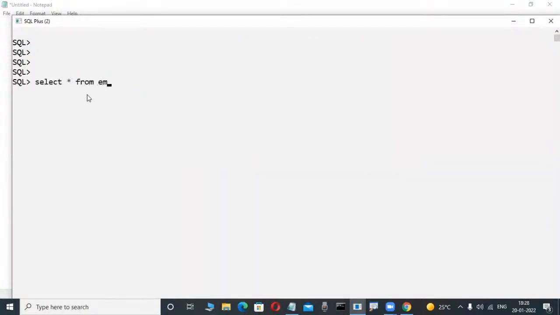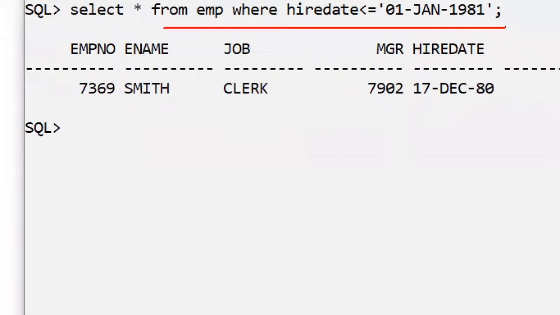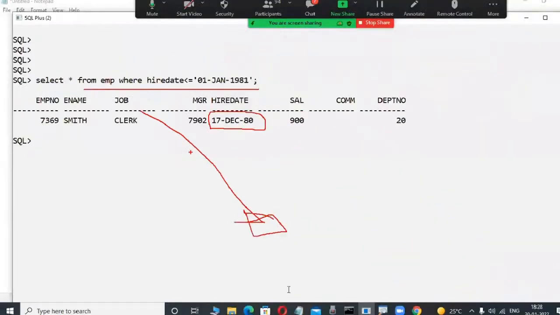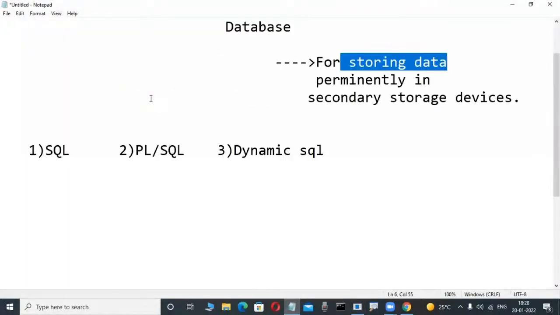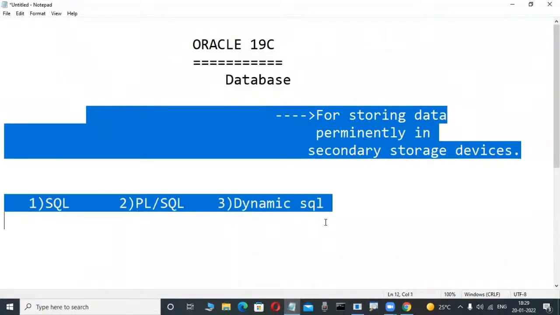Observe here: select star from table name where hire date is less than or equal to 1st January 1981. They just write the query, and the data is displayed automatically. With a single line of code, the employees who joined before 1981 are automatically retrieved from the database. That's why efficient data retrieval is most powerful, and it is possible only through these databases and these languages.